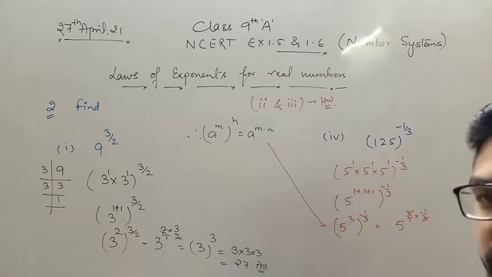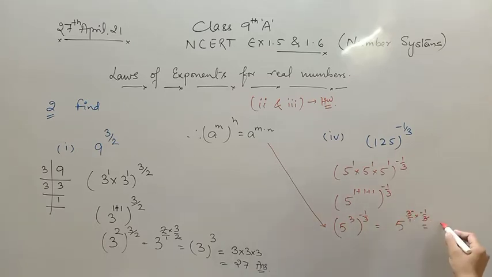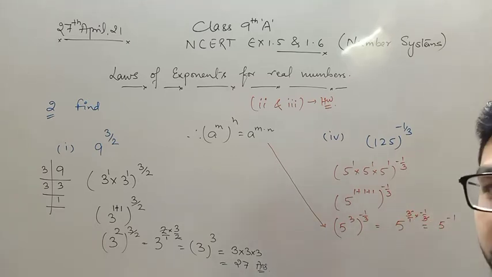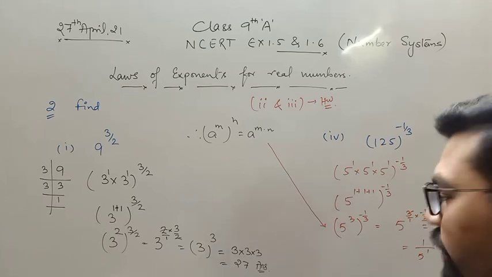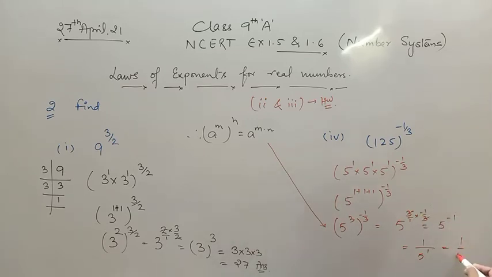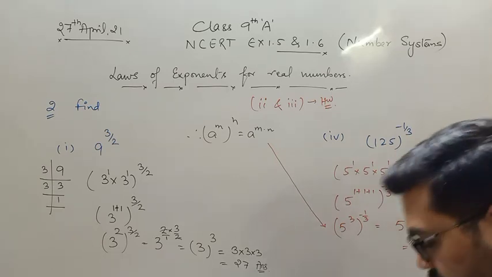So 3 se 3 cancel out. So what will I get? 5 ki power minus 1, which can also be written as 1 upon 5 ki power 1. So 5 ki power 1 is again 5. So I can write 1 upon 5. This is my answer. Any doubt in this?